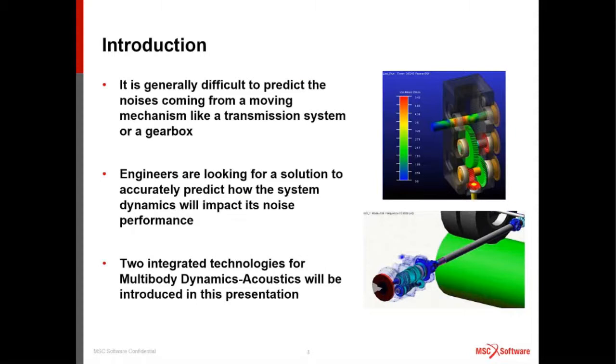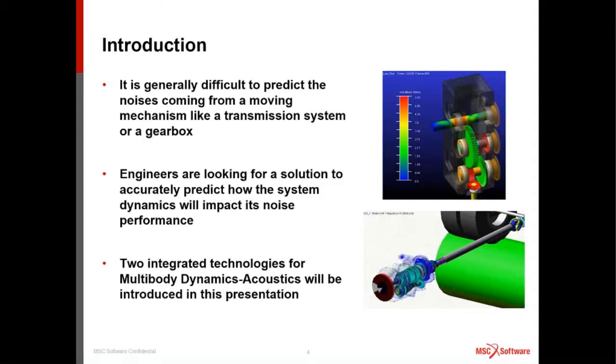Okay. First, why did we introduce this technology? The main motivation behind it is that it is generally very difficult for engineers to predict the noises coming from a moving mechanism, like a transmission system, like a gearbox. The reason is that, first, there are very complicated moving parts inside the system, and there are various ways in which those parts can interact with each other and cause varying contact forces and vibrations. And all those contact forces and vibrations can affect the noise that's coming out from the gearbox.